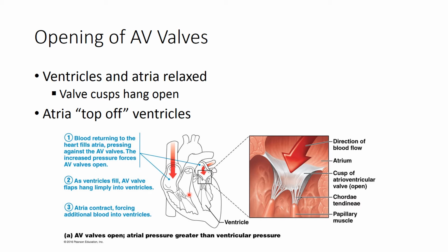Now we know that the atria contract to top off or completely fill the ventricles with blood. And this contraction of the atrial walls will increase blood pressure on this side of the valve to force, I guess you can see it better here, to force the cusps out of the way. Okay, so here we're seeing the direction of blood flow, and that increased pressure is moving those flaps out of the way so blood can flow into the ventricles.